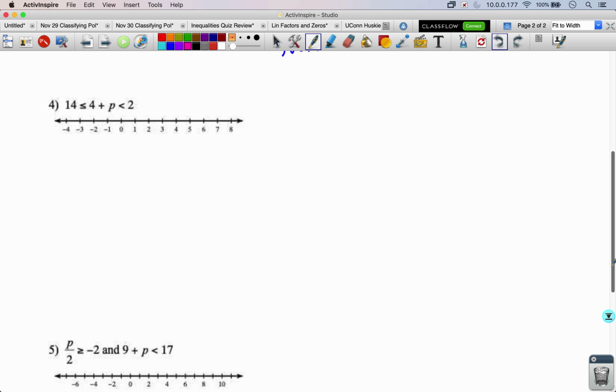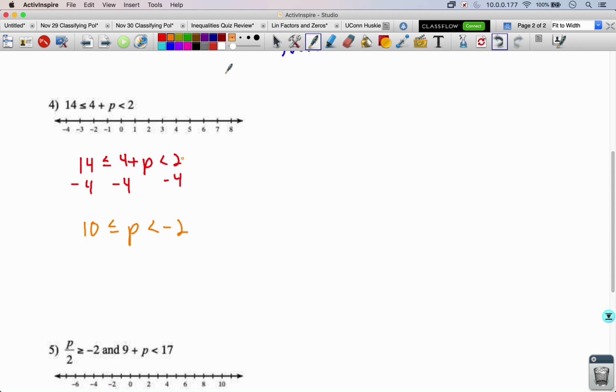All right, next one, we got 14 is less than or equal to 4 plus p is less than 2. I'm going to subtract 4 from all three sides. I get 10 is less than or equal to p is less than negative 2.